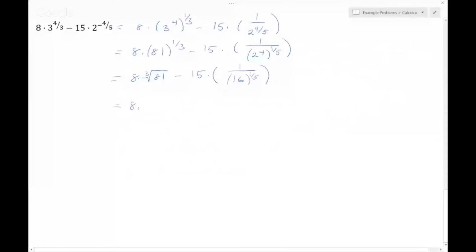From here, I'm going to evaluate 81 raised to the 1/3, which is equivalent to the cube root of 81. And then in this next step, I'm also going to convert the 16 raised to the 1 over 5 into the 5th root of 16, which once again they're equivalent. And then once we have those actual numbers, the rest of the problem is basically just simple math.